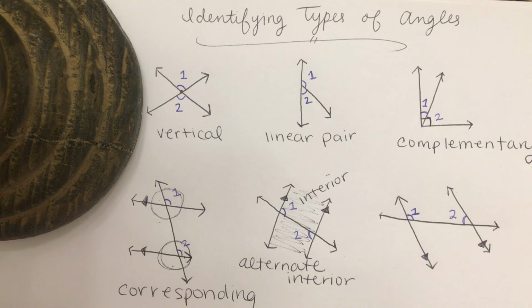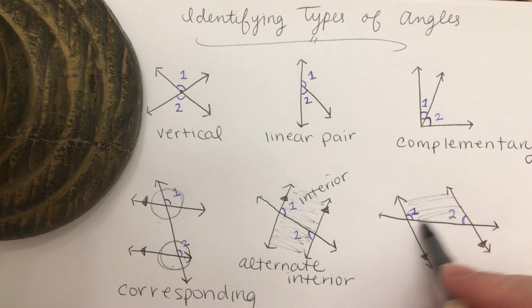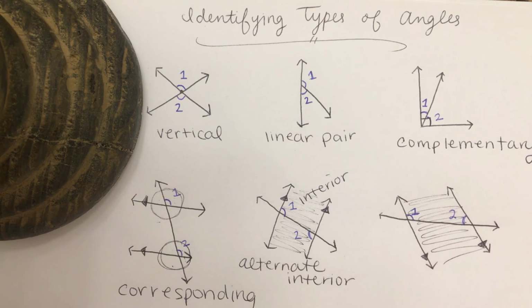And then finally, if we take a look at this one again, here's my interior on this one. So 1 and 2 are still interior angles, but this time they're both on top of that transversal, so they're on the same side of that transversal. So we call those consecutive interior angles. Your book calls these same side interior angles, so those are synonyms. I'm going to use consecutive interior.